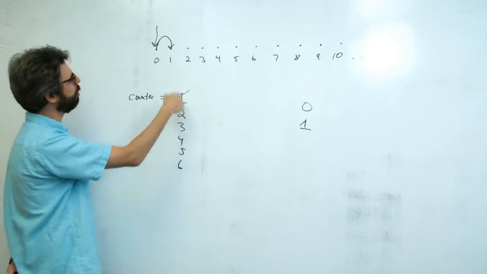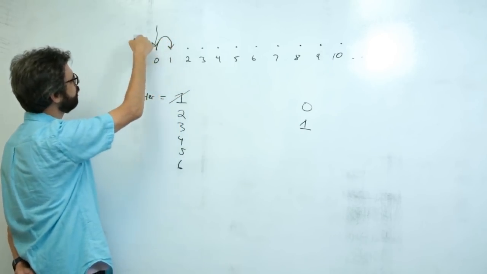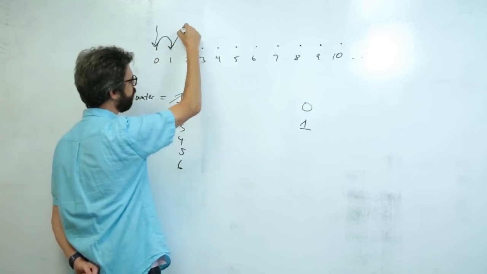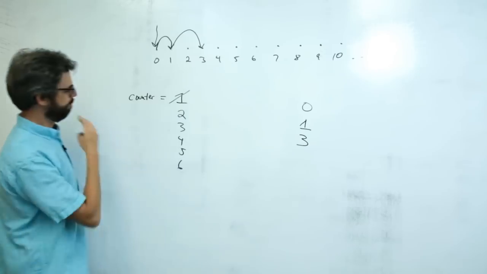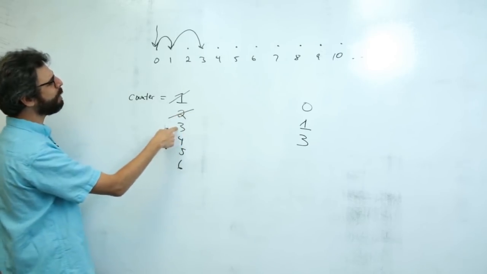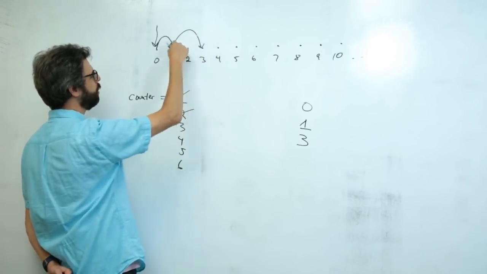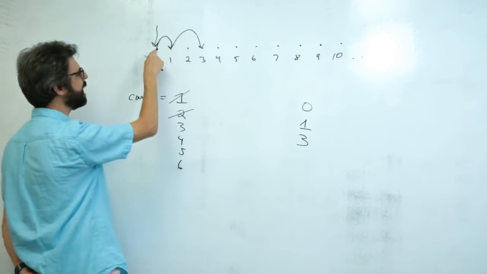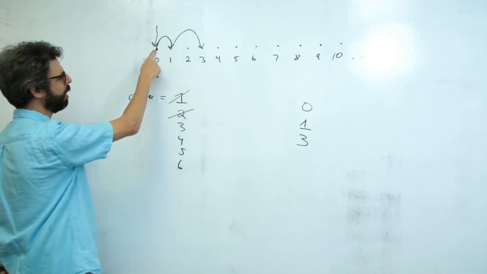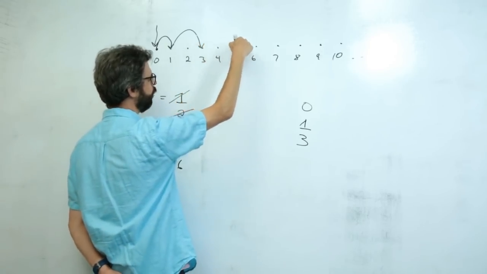Now, I'm going to try to go backwards by 2. 1, 2. Oh, nope, I can't, so I need to go forwards by 2. So I'm going to go here, 3. Now I'm going to try to go backwards by 3. 1, 2, 3. Oh, no, that spot is taken. I can't go there. I'm going to go 1, 2, 3 forward.